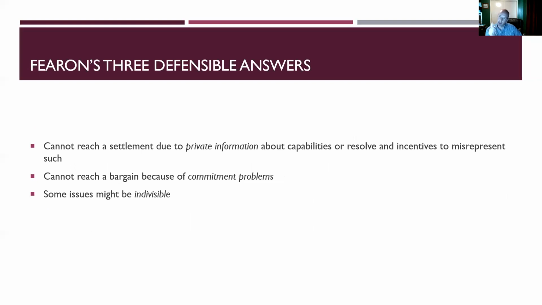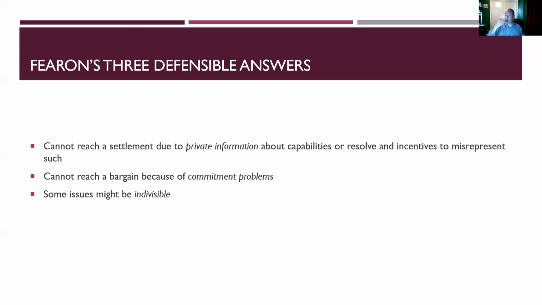The first one is that maybe the states go to war because they can't reach a settlement due to private information about capabilities or resolve and incentives to misrepresent such. So maybe I know I've got a new weapon that you've never seen before, but I'm not going to tell you that. Well, and the other thing is, even if I do tell you that, you're not going to believe me, because you're going to say, well, yeah, sure, you've got a new weapon that's so powerful that I'm never going to stand a chance. Like, of course you're going to say that, right? You're trying to convince me to concede. And so you shouldn't believe me, right?